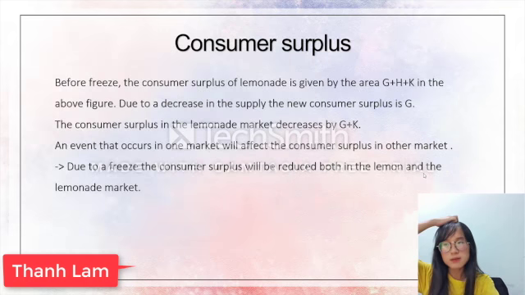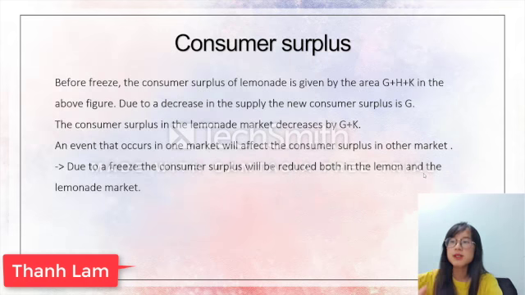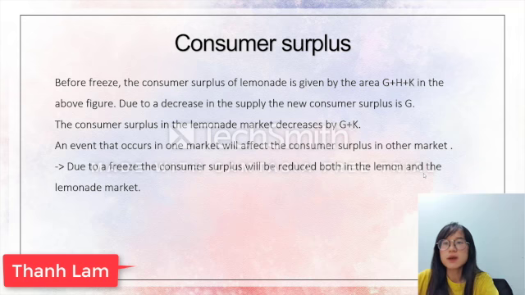For the consumer surplus before the freeze, the consumer surplus of lemonade is given by the area G plus H plus K. In the figure you can see that, due to the decrease in supply, the new consumer surplus is G, so the consumer surplus in lemonade will decrease by H plus K.